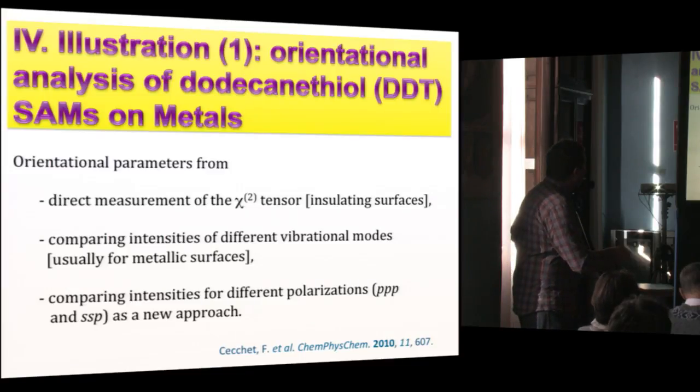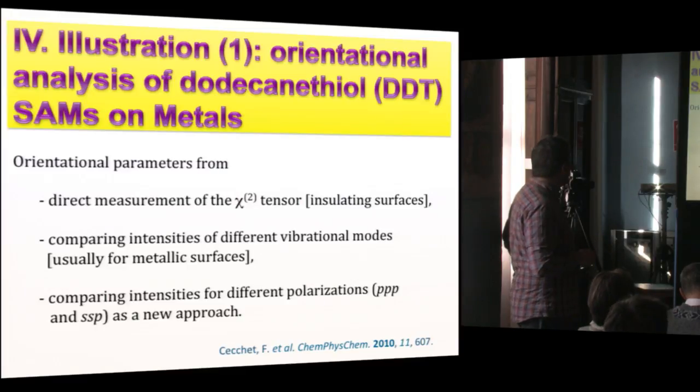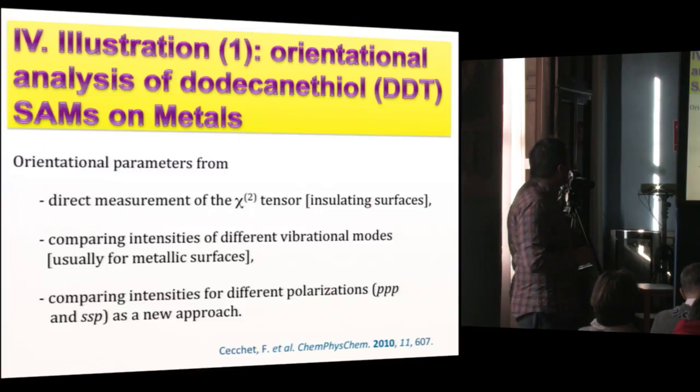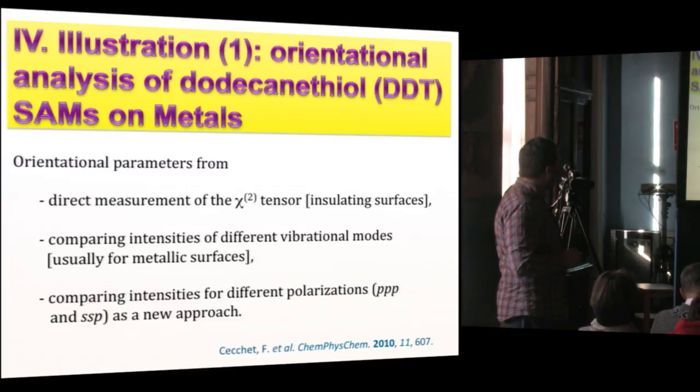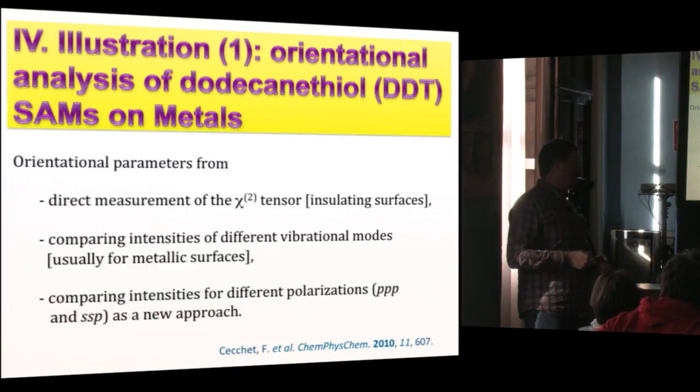This is not really possible when you're dealing with a metal, so that's limited to insulating surfaces. The second thing that is often used is to compare the intensities of different vibrational modes. This is often done for metallic surfaces, and the last approach is to compare the intensities obtained with different sets of polarizations.